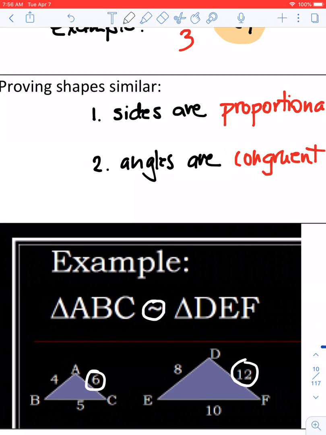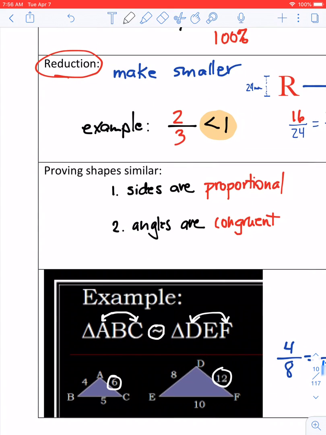Now I've highlighted the 6 and the 12, because I can see, not in the diagram, but in the statement, A and C correspond to D and F. And so that's how I know the 6 and the 12 are corresponding pieces. Now certainly the diagram shows us that as well, but make sure that you always go off of the statement.